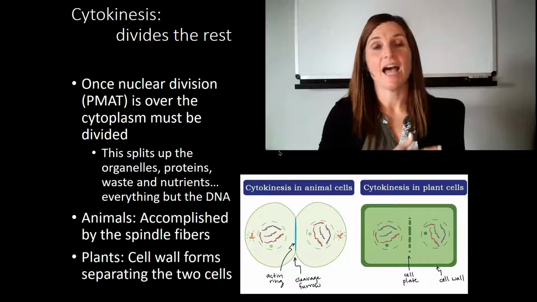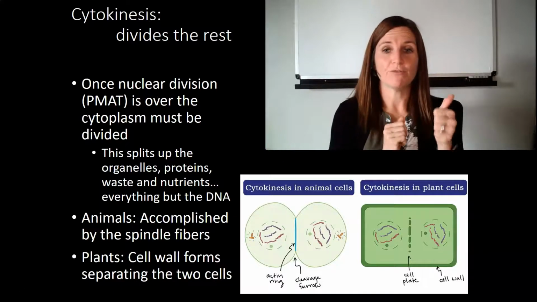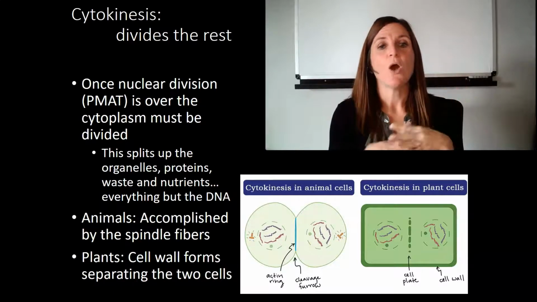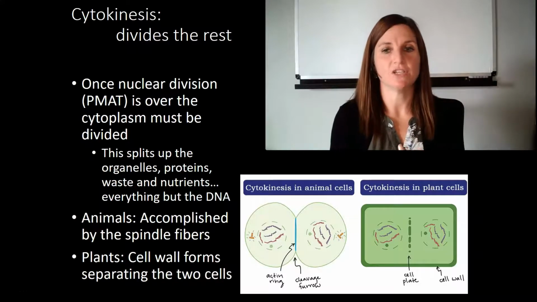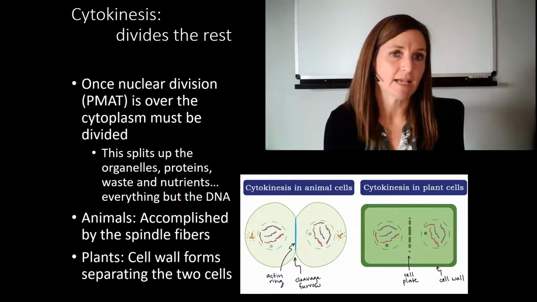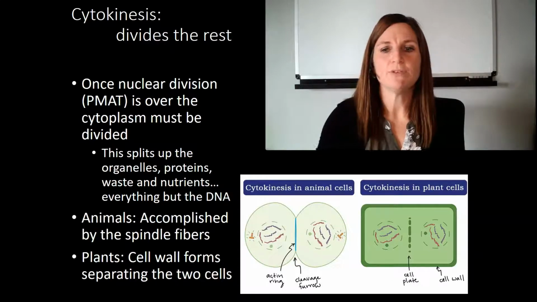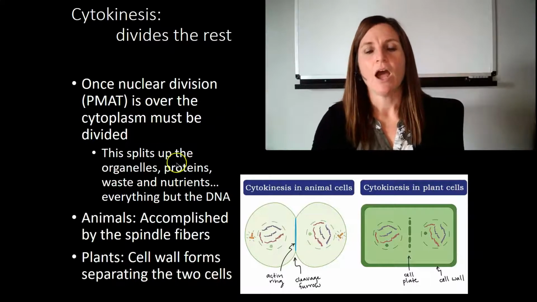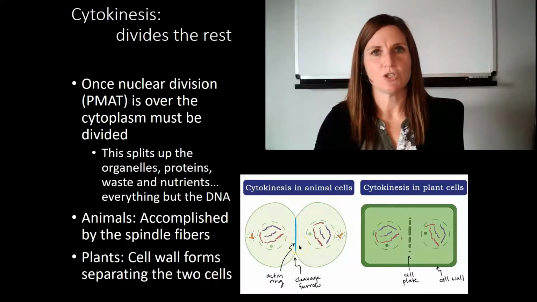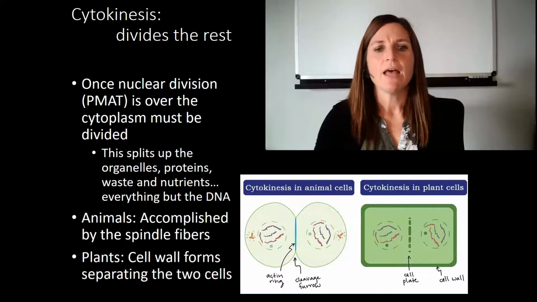At the end of mitosis, prophase, metaphase, anaphase, telophase, we do another division, this time of the cytoplasm, and this is called cytokinesis. So cyto, like cytoplasm. So we're going to be moving and separating our cytoplasm into the two different cells. This looks different in animals and plants.